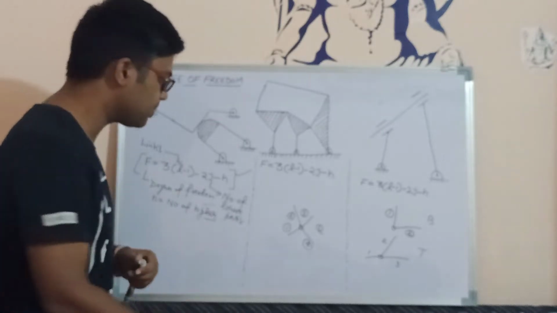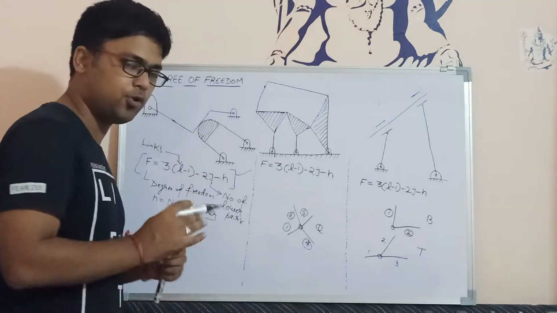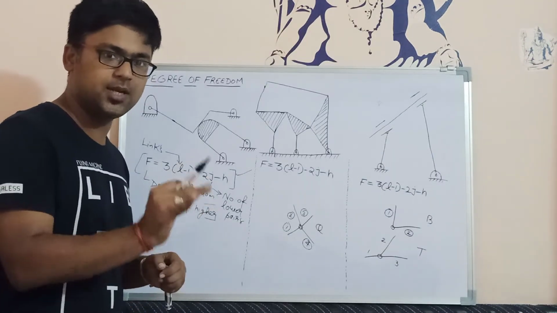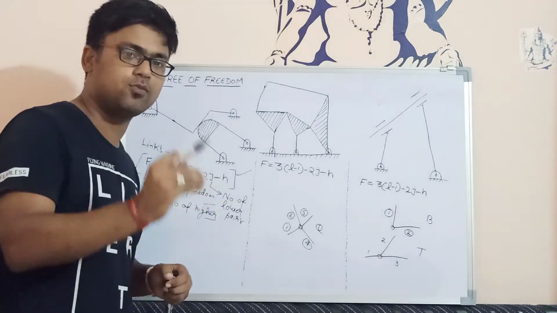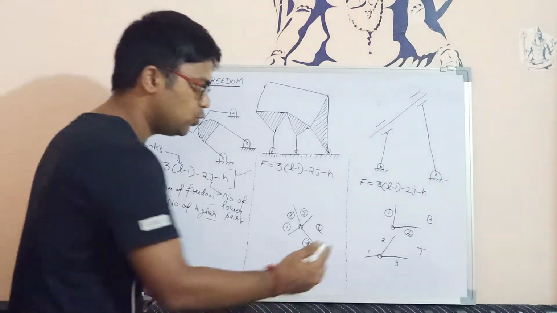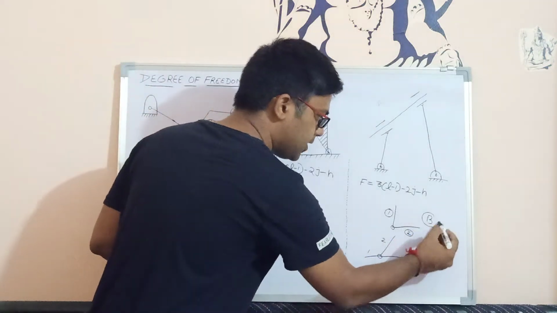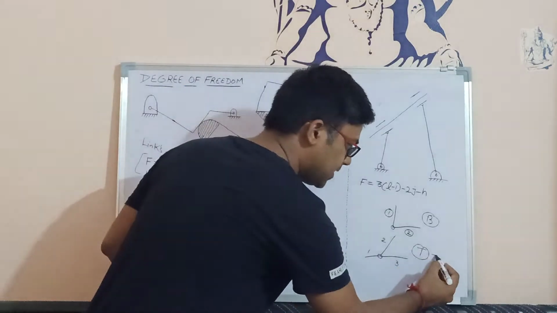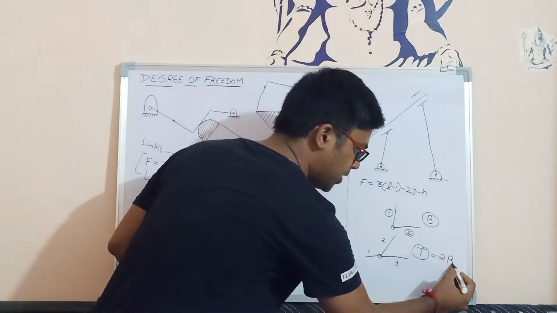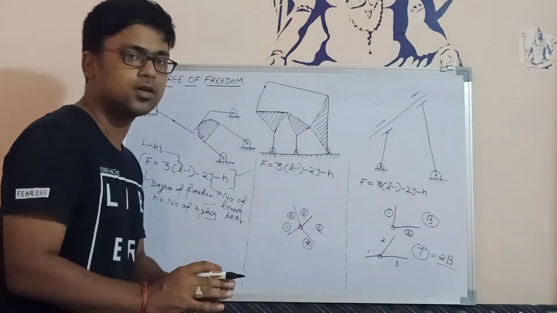So practically, this J represents the number of lower pairs. In simple words, J represents the number of binary joints. So we have to find the value of the number of binary joints only. If 2 links are joined, it is called a binary joint. If 3 links are joined, it is called a ternary joint, which is practically equal to, we assume that 1 ternary joint is equal to 2 binary joints. Clear?